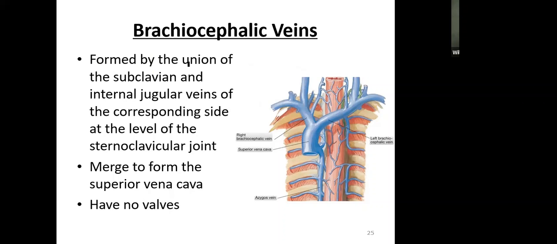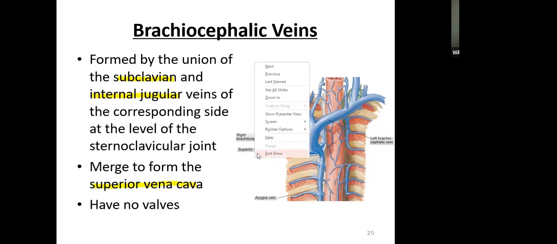They're formed by a union of the subclavian and internal jugular veins of the corresponding side at the level of the sternoclavicular joint. So I'm just going to show you this, and then I'm going to talk about some very interesting cases for you. And they merge to form the SVC, superior vena cava, and they have no valves. So now what I'm going to do is make this clinically pertinent to you.